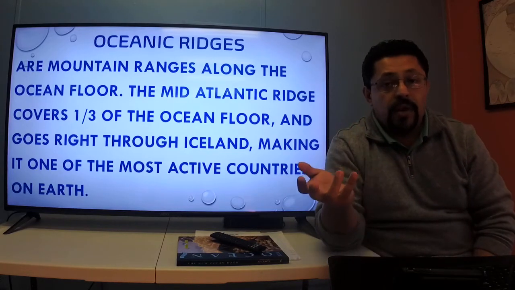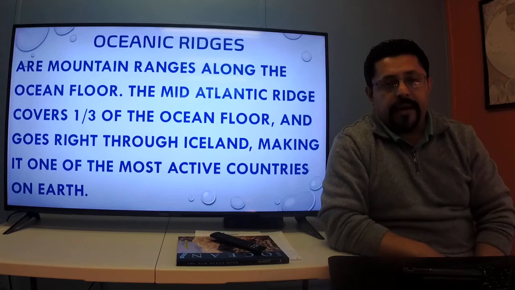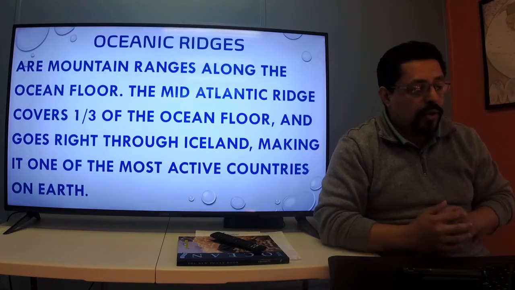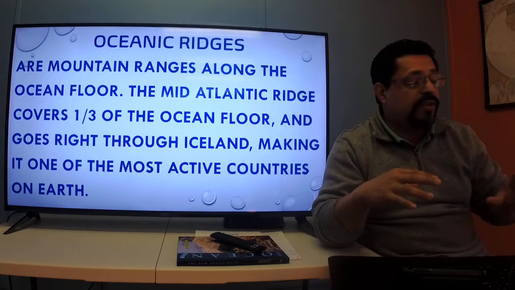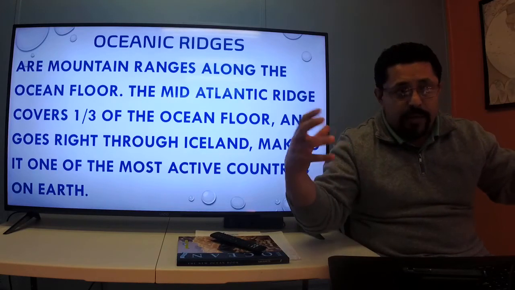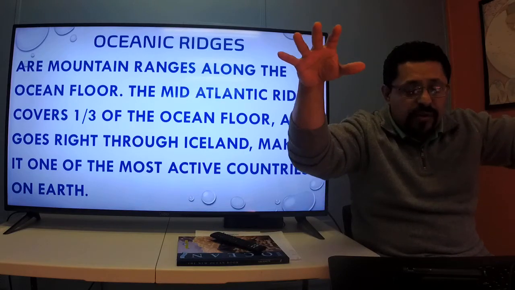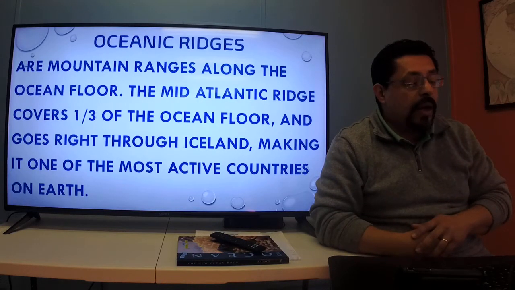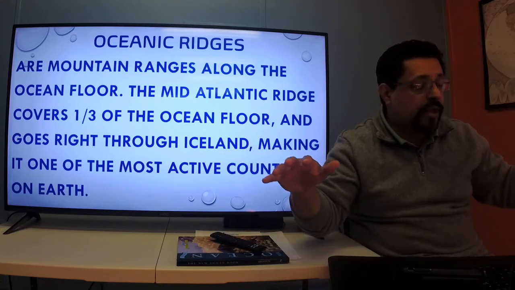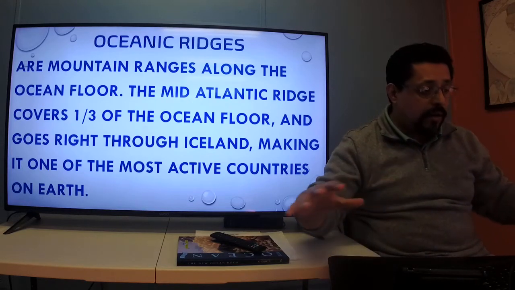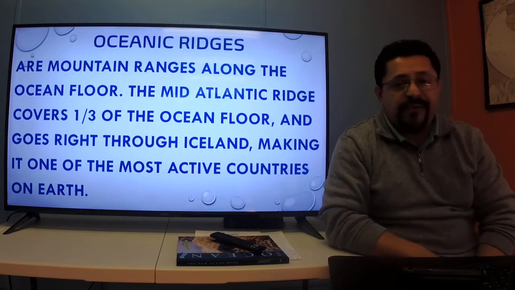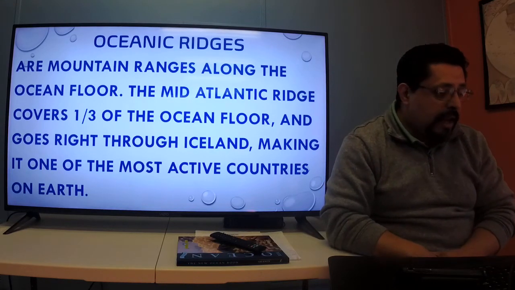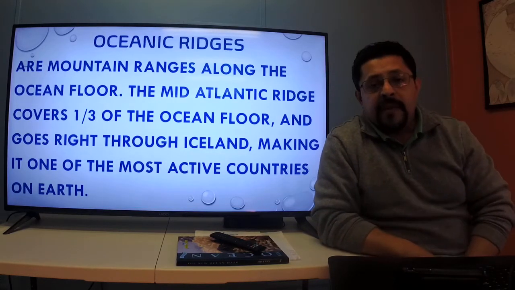The most well-known ridge is the Mid-Atlantic Ridge, because it is located in the middle of the Atlantic Ocean, hence the name. All right, now this ridge covers 1/3 of the ocean floor. So if we were able to pick it up out of the Atlantic Ocean and put it on the surface of the earth, it would be longer than most, if not all, if I remember correctly, of the mountain ranges on the surface of the earth. All of these ridges combined that are underneath the ocean extend for 52,000 miles, and so they form a mountain chain that stretches almost completely around the world.